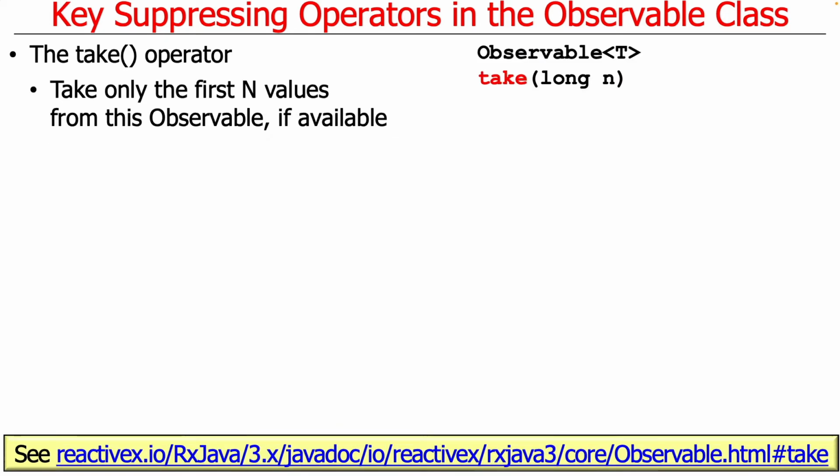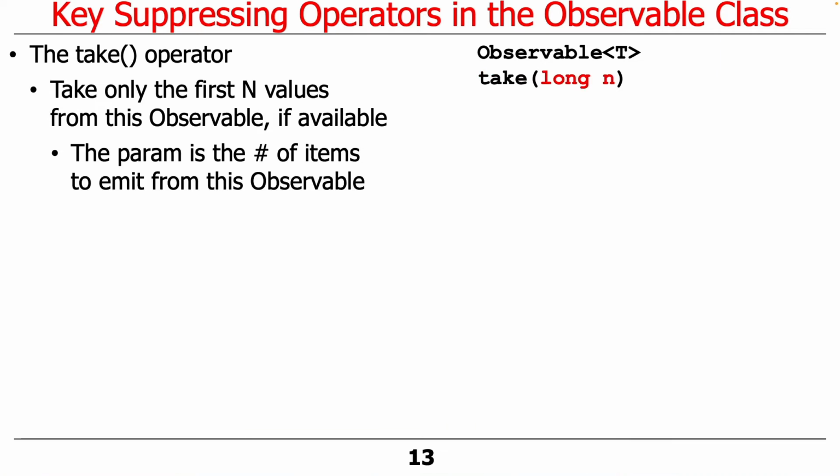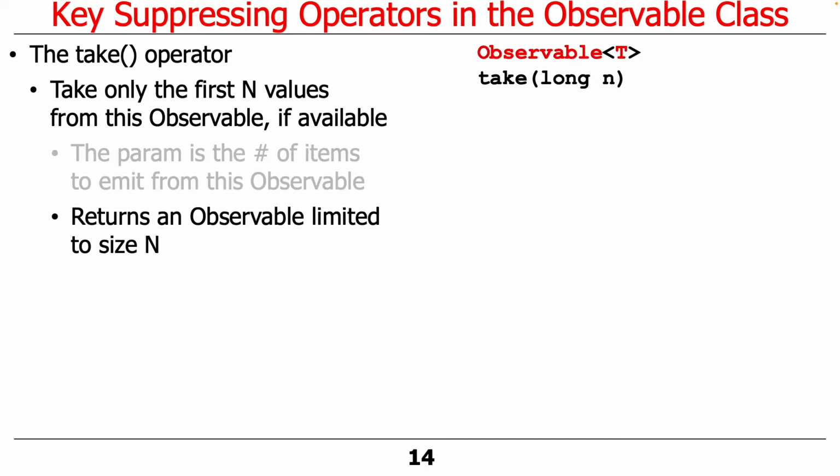The next operator we're going to talk about, we've also alluded to before in an example, but now we're going to take a look at it in a bit more detail. And this is the take operator. The purpose of the take operator is to take only the first n values of an observable if they are available. The parameter that's passed in is the number of items to allow to be emitted from this observable before we suppress the rest of the output. And it returns an observable that's limited to only being able to emit n elements.